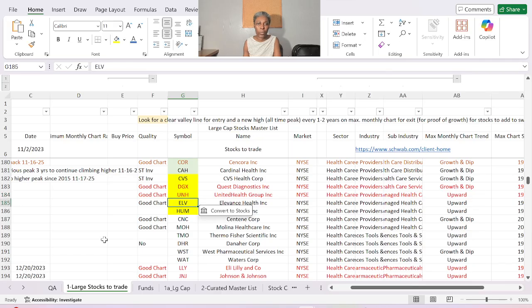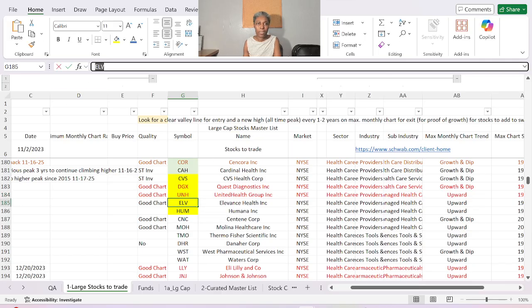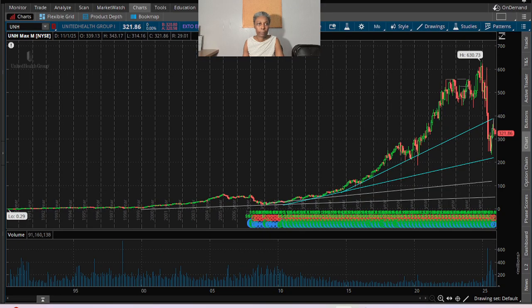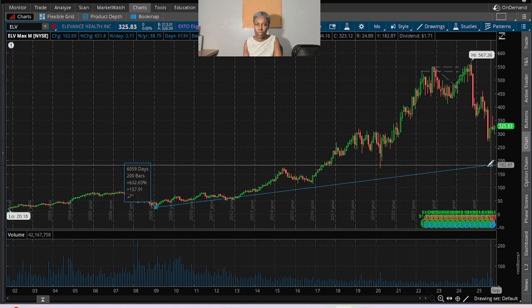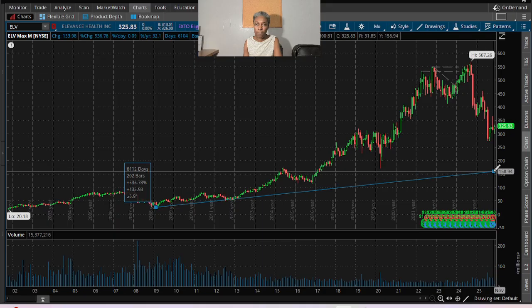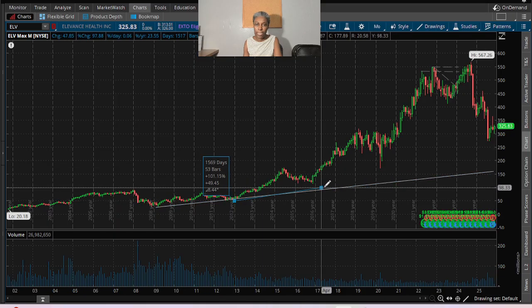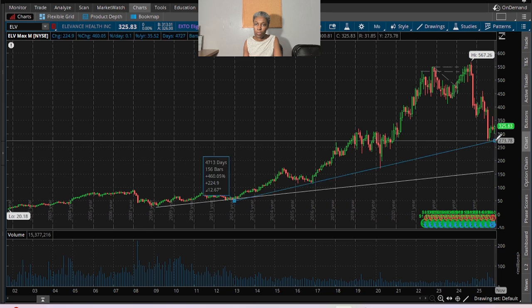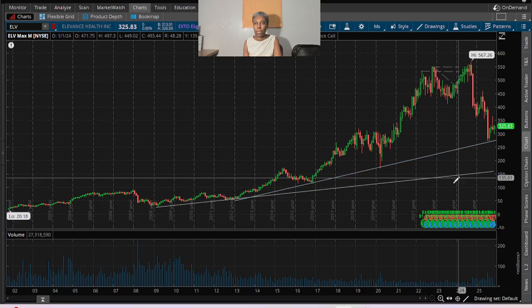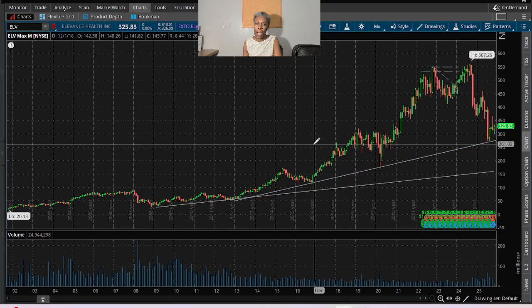The next one we are going to analyze is ELV. So ELV, we can trace some lines here to see if we can find the value line that it is following. It seems to be this one. Okay, now let's see if we can see some higher highs.